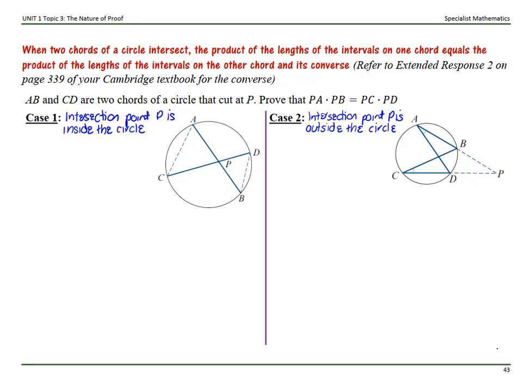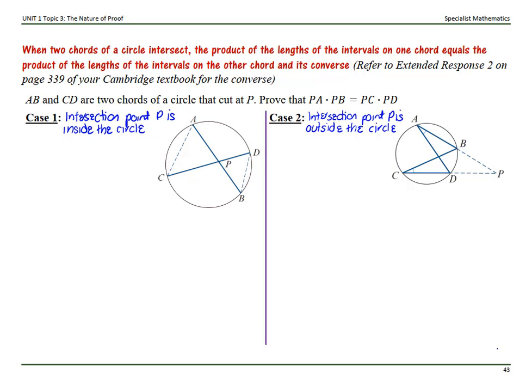This video goes through the proofs when two chords of a circle intersect. The product of the lengths of the intervals on one chord equals the product of the lengths of the intervals on the other chord, and also its converse. Now for the converse, refer to Extended Response 2 on page 339 of your Cambridge textbook.